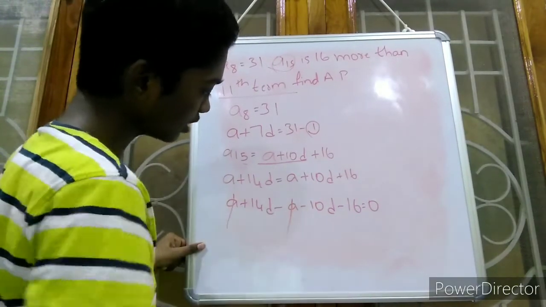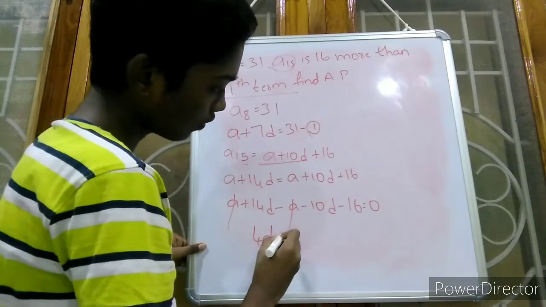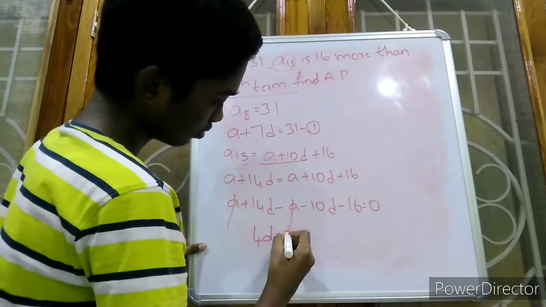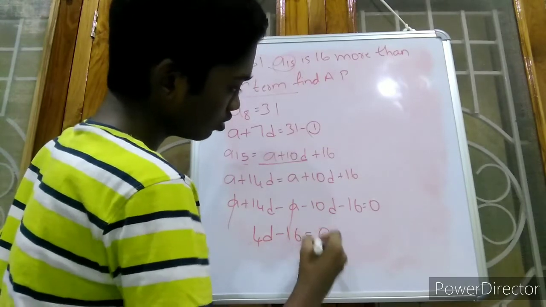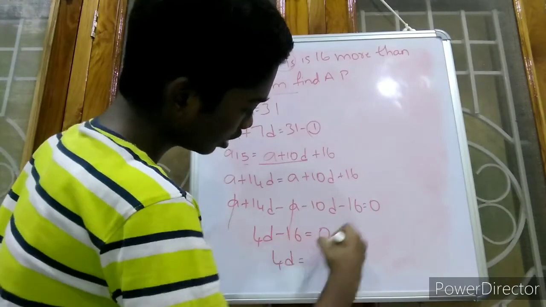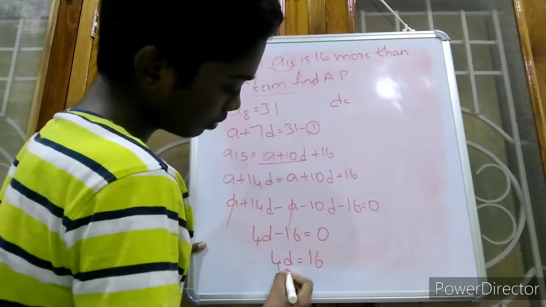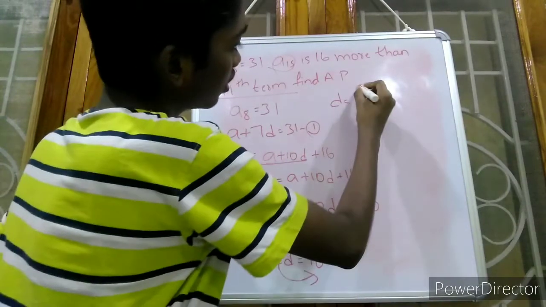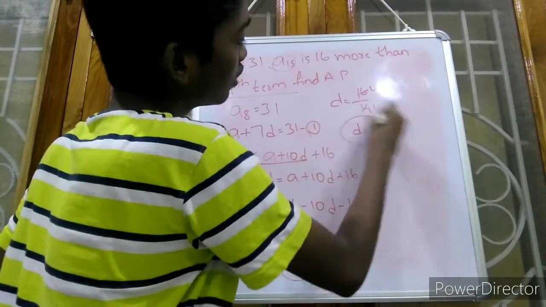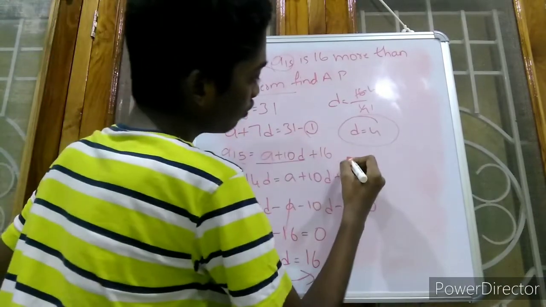Now minus A gets cancelled. Plus 14D minus 10D is 4D. 4D minus 16 is equal to 0. Now 4D is equal to, if we bring 16 to the right hand side, it becomes plus 16. Now D is equal to 16 by 4. 4 ones are 4, 4 fours are 16. Now we got the D value as 4. Now we need to substitute this D value in equation number 1. Then we will get the A value.